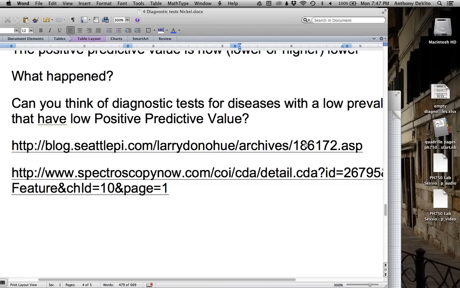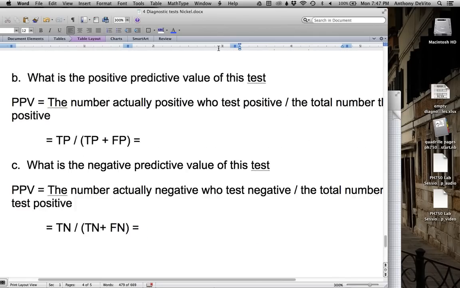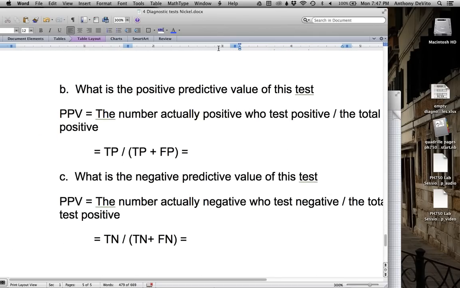There's also a couple of links to articles on diagnostic tests on diseases with low prevalence in the population. Okay, and next time you go for a test, I challenge you.